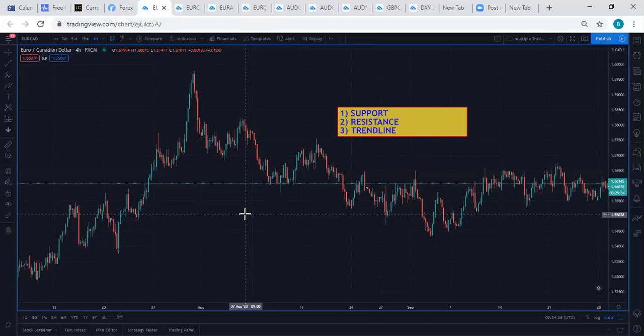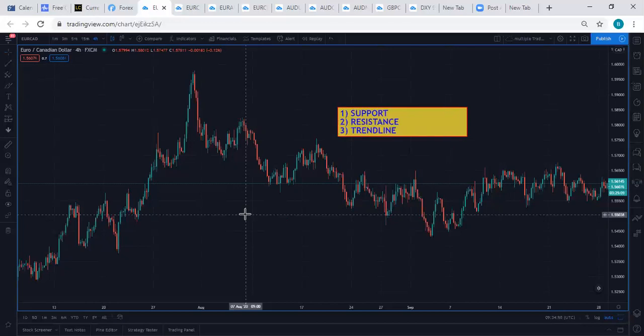So you cannot just use one analysis to analyze the market. You need the fundamental analysis, you need the technical analysis, and there's what we call the psychological analysis. The psychological analysis has to do with your mindset, having the right mindset of a trader. So support, resistance, trend line falls under technical analysis.